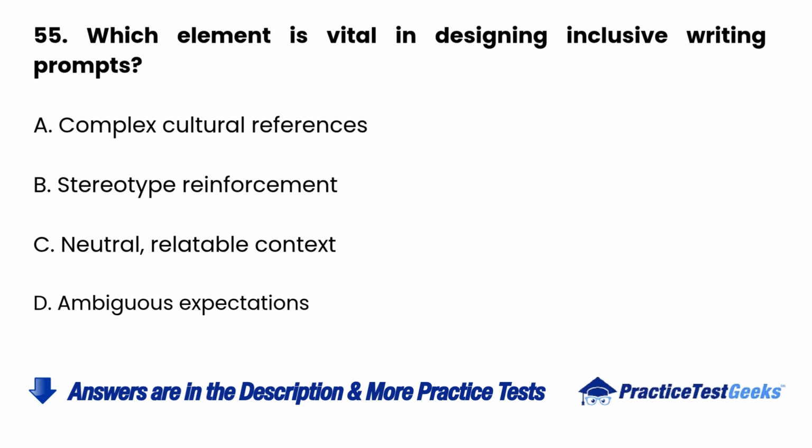55. Which element is vital in designing inclusive writing prompts? A. Complex cultural references. B. Stereotype reinforcement. C. Neutral, relatable context. D. Ambiguous expectations.